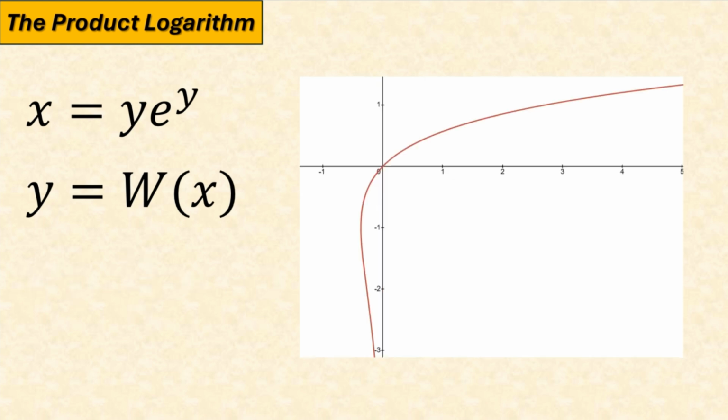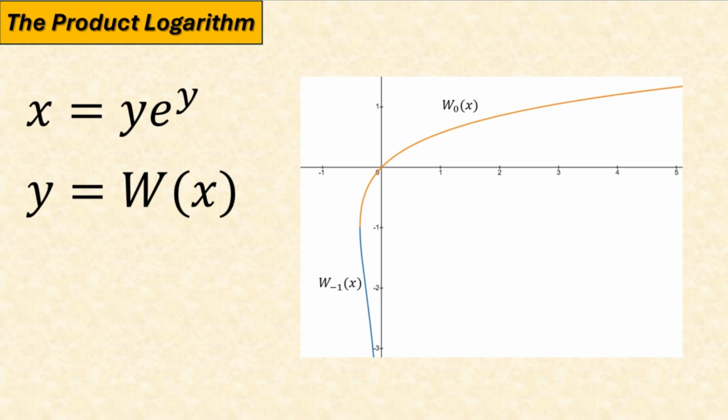Zooming in a bit on the graph of the product logarithm, we can notice that for some negative numbers, we see the product logarithm of x having what appears to be two corresponding y coordinates. Here's an example where we see what appears to be two y values for a given x value. Well, as it turns out, this graph can be split into two branches of the product logarithm.